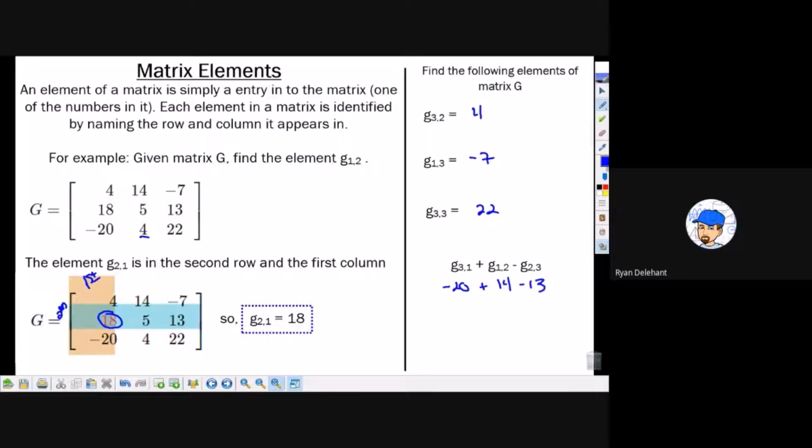Sorry, say it one more time. Like G and then 2 and then 3, that's 13. But if that 13 was negative, it would be positive. Yes, if it had been negative, it would be minus a negative. I thought that's what you were saying. I thought I had messed it up. But because it's not negative, it's just minus 13.